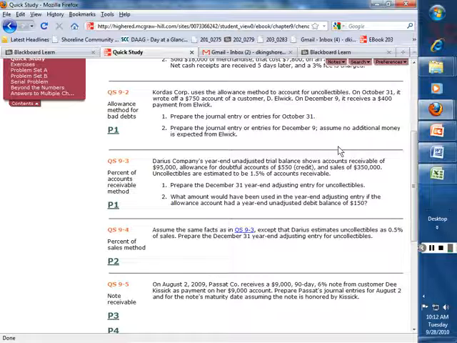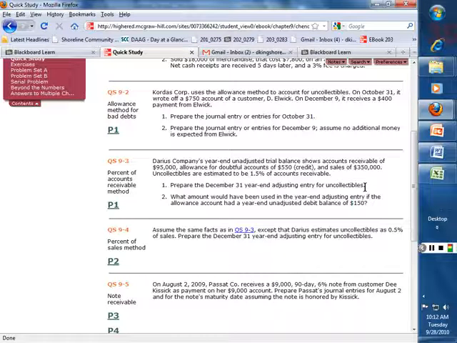So now that you glance at the data, what method do they use? What term or phrase tells you what method they use? Answer: "uncollectibles are estimated to be 1.5% of accounts receivable." You know they use the balance sheet focus. It says so because of that statement. So I'm using the balance sheet focus.